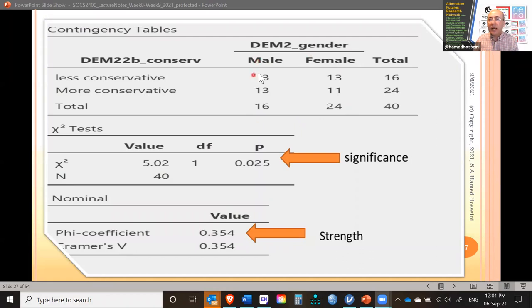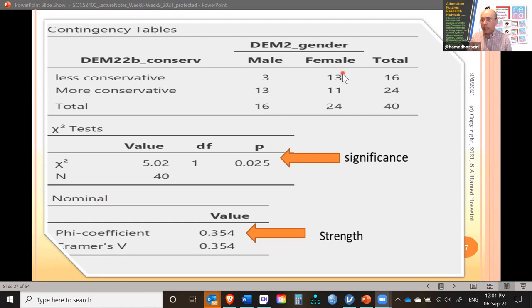Okay, now as you can see, it's like the clustered bar graph. You have 3 males less conservative, 13 males more conservative, 13 females less conservative, 11 females more conservative. And you can see from this, like the bar chart, if you look at this table, you can see, oh, okay, a lot of women are less conservative, whereas here a lot of men are more conservative. So there must be a relationship, you know, females are more likely to be less conservative.